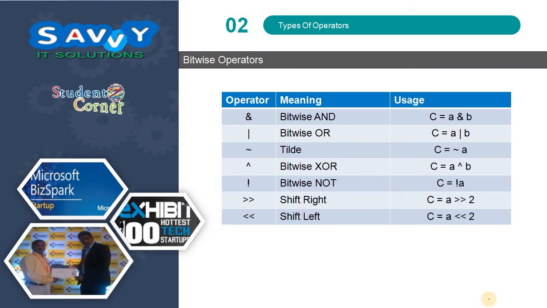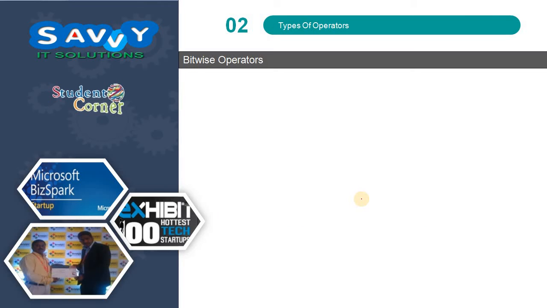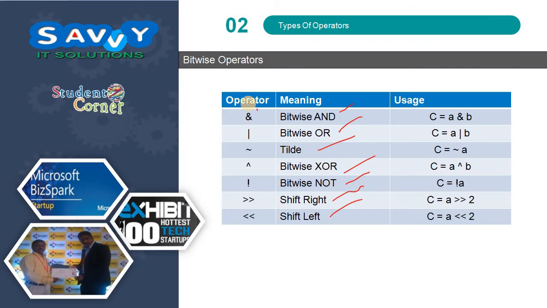So the next one is bitwise operators. Bitwise AND, bitwise OR, tilde operator, bitwise XOR, bitwise NOT, shift right and shift left are the bitwise operators. One difference: bitwise AND, bitwise OR and bitwise NOT perform operations on bits, and logical AND, logical OR and logical NOT perform operations on relations. But the rules are almost all the same for these three belonging to logical. So the remaining we need to discuss.